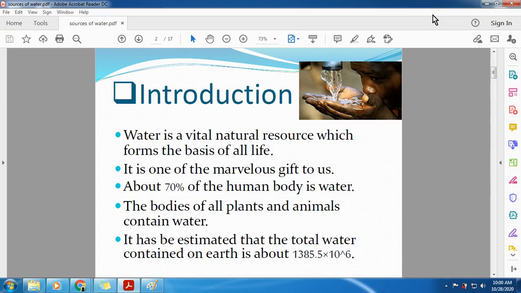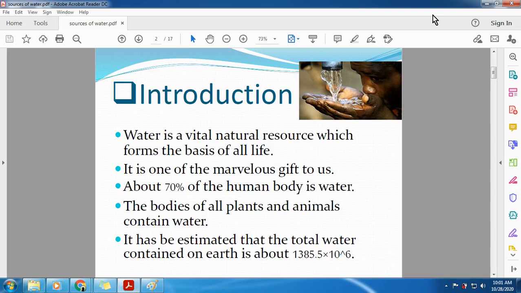Water is a vital natural resource which forms the basis of all life. Kanang poetic kayo atong author si Patel, si Yash Patel. It is one of the marvelous gift to us. 70% of the human body is water. Naagian din nato pag elementary na to, no? The bodies of all plants and animals contain water.